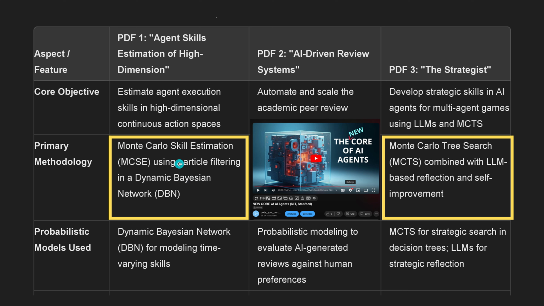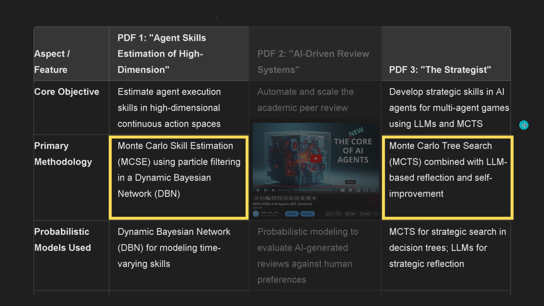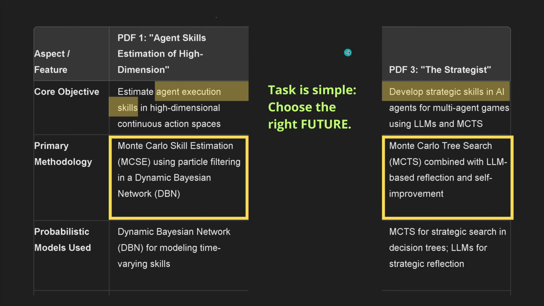Because as you can see, the PDF number 1 and PDF number 3, here we have both Monte Carlo simulation. And we look at Monte Carlo skill estimation using here a particle filtering in a dynamic Bayesian network. And you might say, that sounds interesting. Yes, absolutely. Because we have an objective. Because we want here in the first case to estimate the agent skills. And we go here for one skill set, and this is the execution skill set. So how good is this AI in deciding something, in executing new ideas?